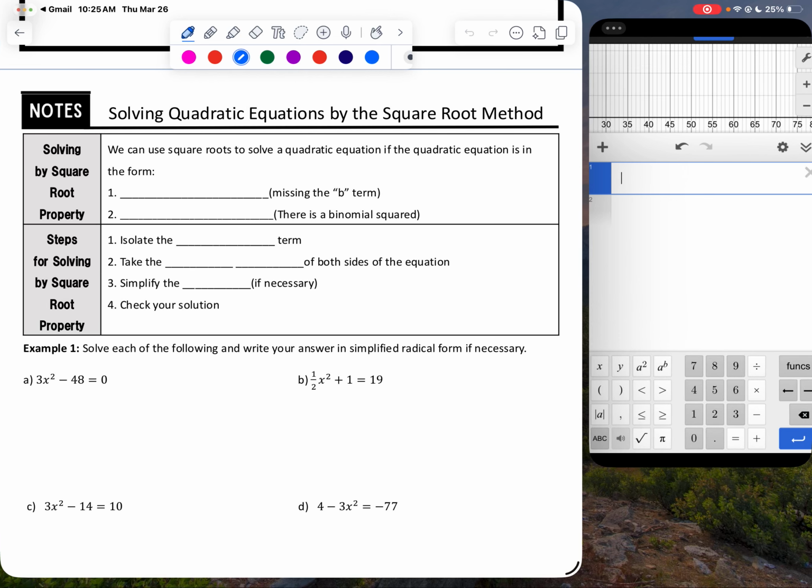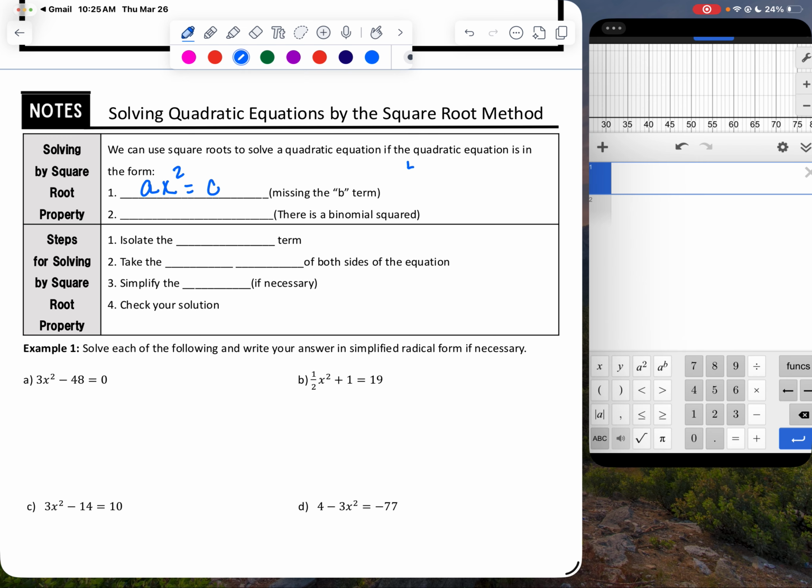In today's lesson, we will be solving quadratic equations by the square root method. Now, in order to use the square root method, you must meet a couple of very important conditions. Number one, your equation must be in the form ax squared equals c. In other words, you're missing the b term.